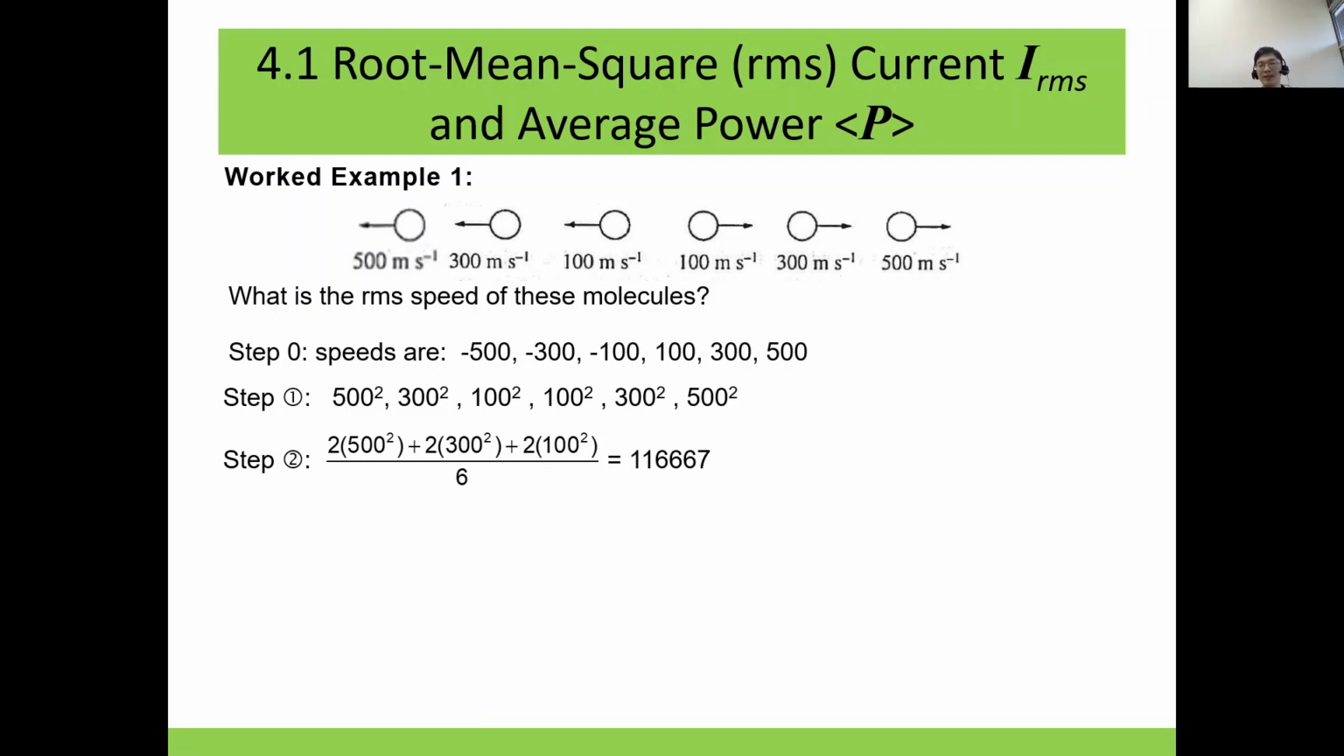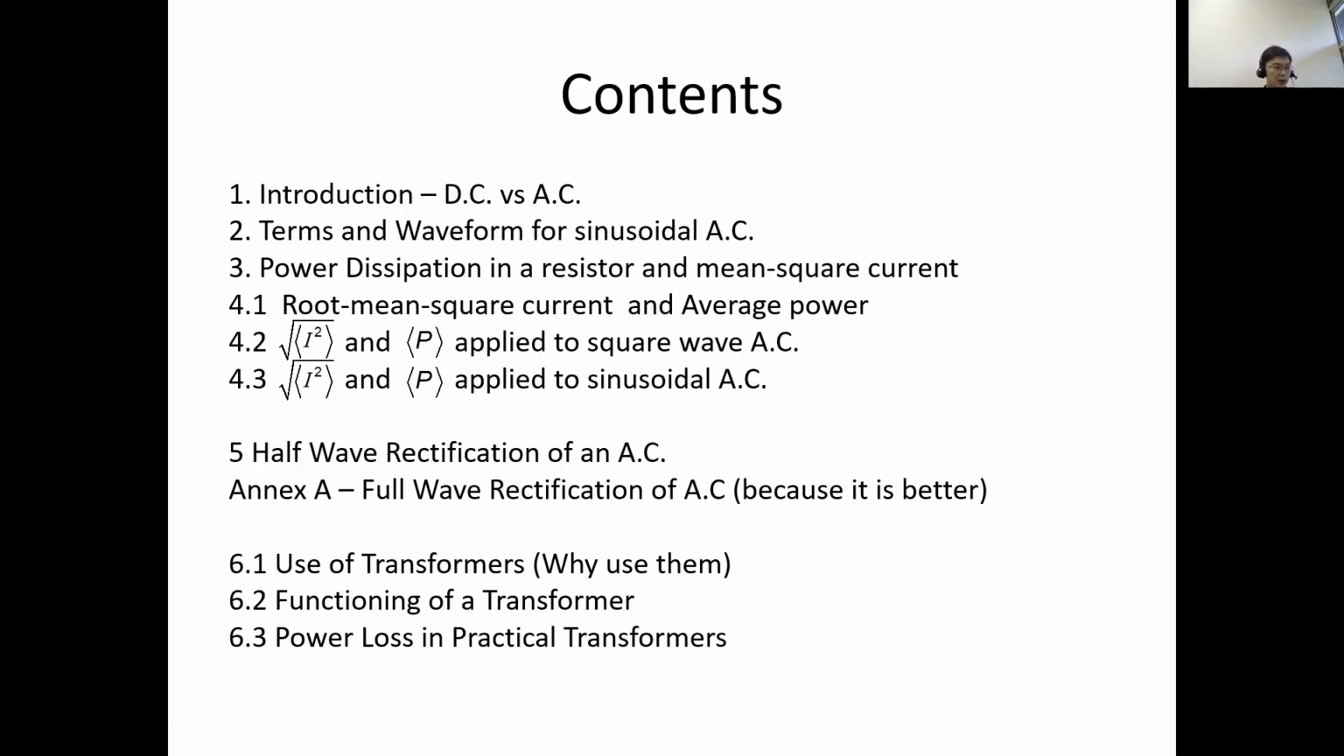So what's the mean value? There are 6 particles here. So if you add 500 squared, there's 2 of them, 2 of 300 squared, and 2 of 100 squared, you take the sum divided by the number of particles. That's the mean. So you square it, you take the mean, which is the average, then you take the root, and you will get the answer of 342 meters per second. So this velocity is the root mean square velocity. And with that, we come to the end of part 4.1.